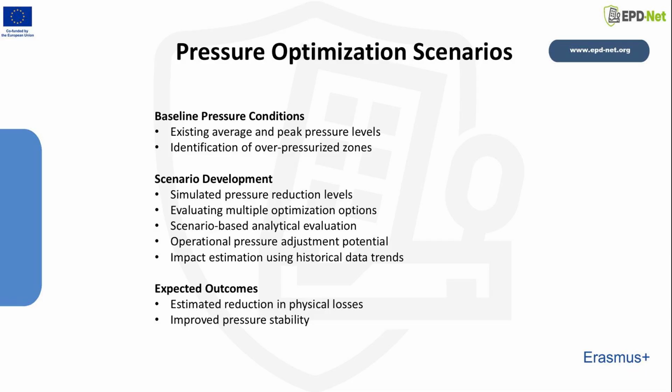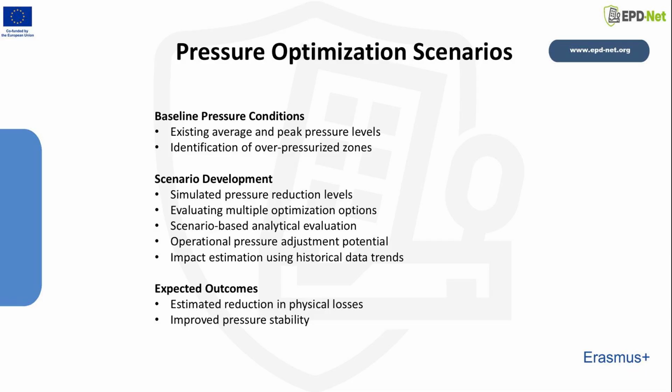Pressure optimization scenarios are developed in Ecological to evaluate how different pressure adjustment options may affect leakage and network performance. The process begins by analyzing baseline pressure conditions, including existing average and peak pressure levels across each DMA. This analysis helps identify zones where pressure exceeds operational requirements. Based on baseline conditions, multiple pressure reduction scenarios are simulated. These scenarios represent different levels of pressure adjustment and allow decision makers to explore various optimization options. Each scenario is evaluated to understand its potential impact on leakage and service quality.